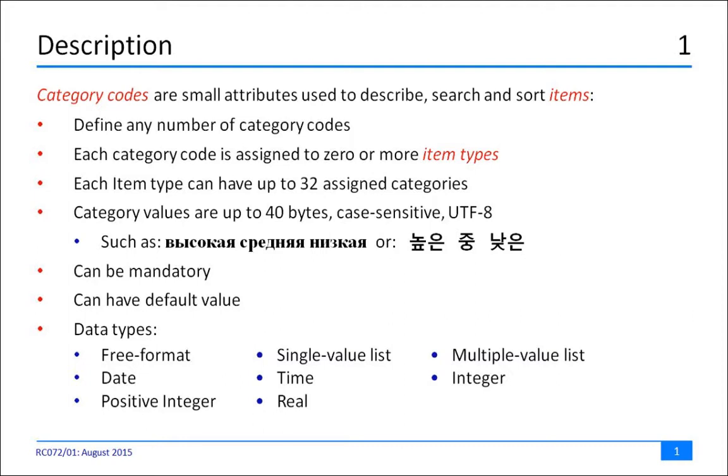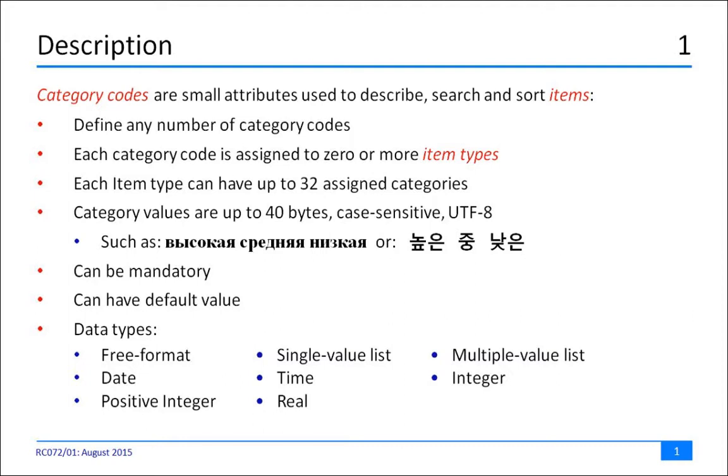You can define any number of category codes. Each category code can be assigned to 0 or more item types. Each item type can have up to 32 categories assigned to it. The values of categories are each up to 40 bytes. They are case-sensitive and stored in UTF-8, so they can be in any language.